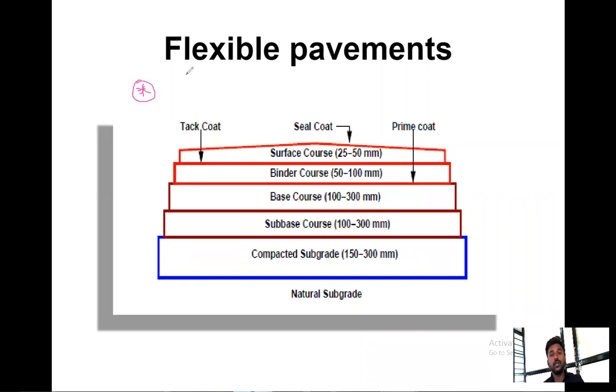In the MPSC, they have directly asked for the diagram of the pavement. They have given the diagram of the pavement and asked whether this diagram is for the flexible pavement or for the rigid pavement, etc. Once they have asked this question, so you also should know the layers of the pavement. Please draw this diagram.